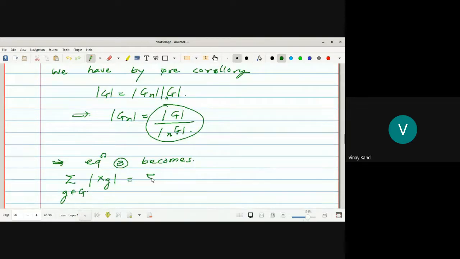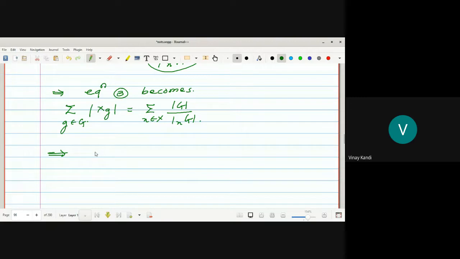Summation x belongs to capital X, small x belongs to capital X. The value of this one is order of G upon order of Xg. That implies the left hand side as it is. G belongs to capital G. Here the summation runs over x, so we can take this order of G outside, into summation 1 upon x belongs to capital X, order of Xg. The x has nothing to do with order of G, so we can take it outside.